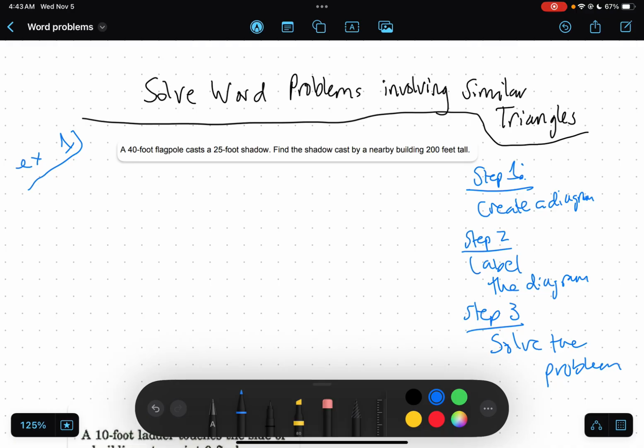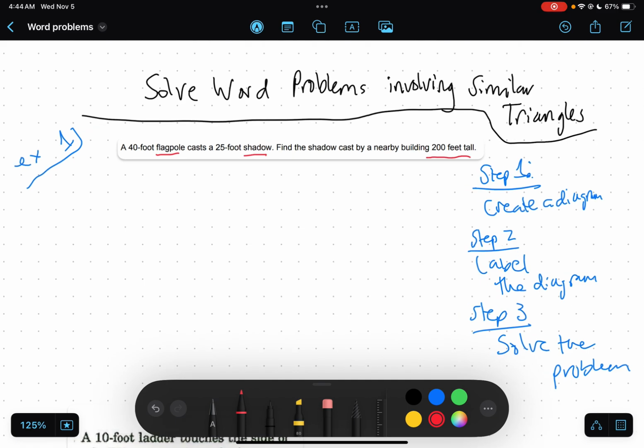A 40-foot flagpole casts a 25-foot shadow. So we have a flagpole, we have its shadow, and then we want to find the shadow cast by a nearby building that's 200 feet tall. So let's just start drawing things and see if we can figure out how to turn this into some triangles.